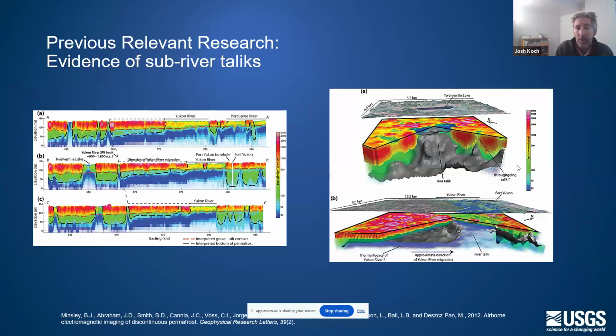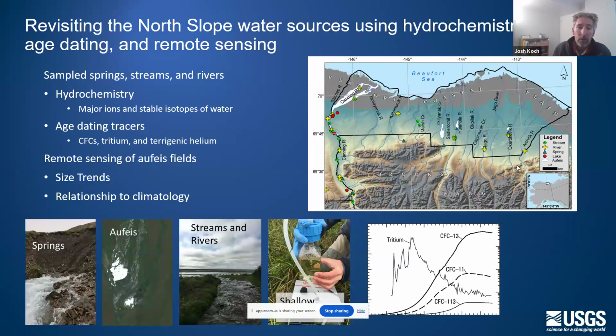So certainly there are ways that we can conceptualize water moving through deep flow paths, but we wanted to revisit this with some updated tracers. And so we were again going to look at many of these different water sources. We sampled these springs, streams and rivers, and some winter water as well. We combined both hydrochemistry, so looking at major ion concentrations and stable isotopes of water. We also used several age tracers, including chlorofluorocarbons and tritium, things that have been elevated in our atmosphere and therefore in our recharge over the last several decades.